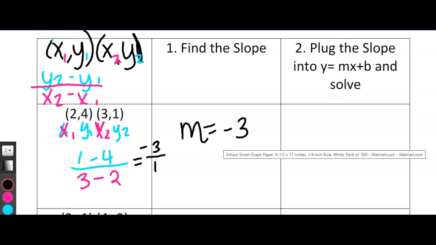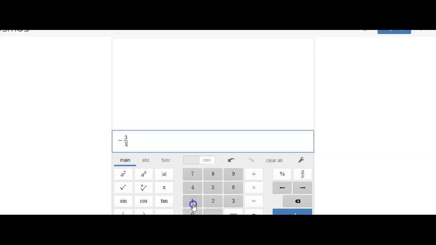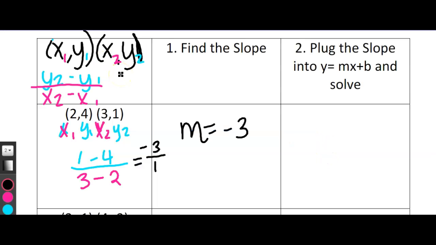And I know that, guys, in my head. Again, if you need to use your calculator, please do. Negative 3 divided by positive 1 is negative 3, just to prove it to you. But our slope is negative 3. Now, remember, we're trying to figure out the whole formula today. And like I told you earlier, you know your m, so go ahead and plug in your m. It's negative 3.